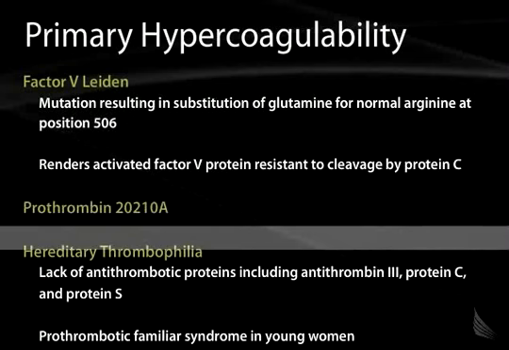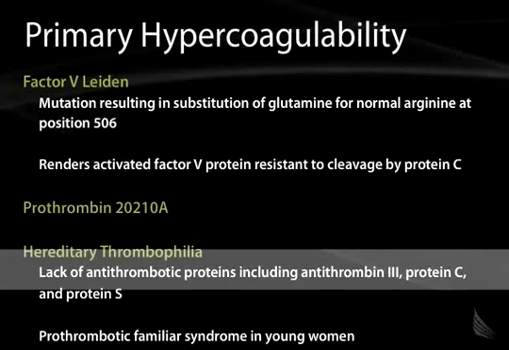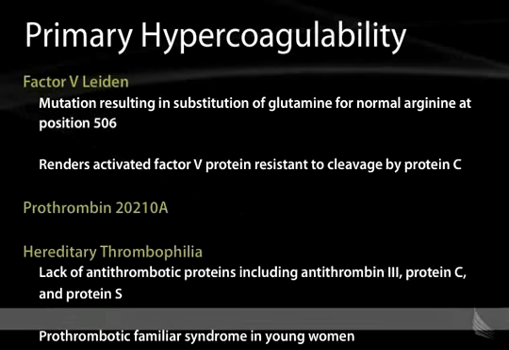There are also hereditary thrombophilias that are due to lack of antithrombotic proteins, including antithrombin 3, protein C, and protein S. With these hereditary thrombophilias, think about them in young women and look for a familial history within their surrounding relatives.